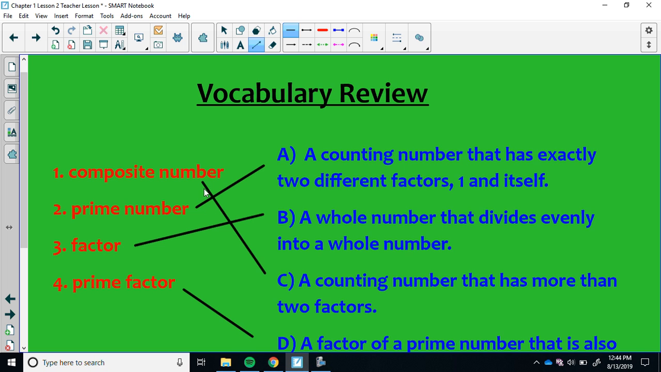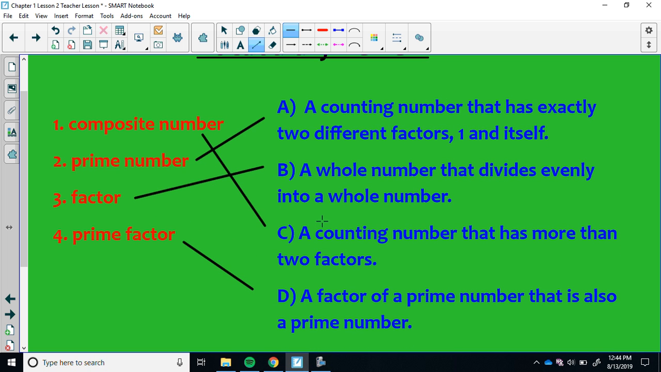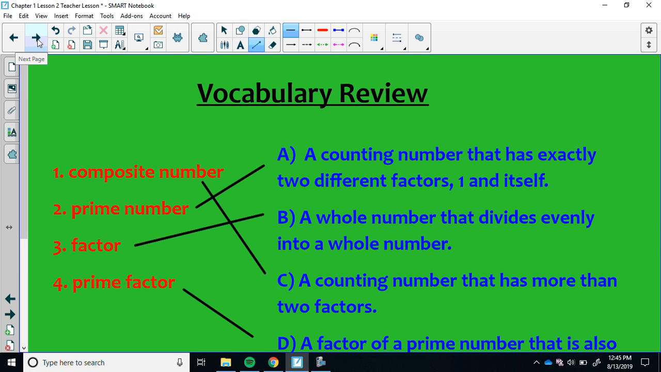A composite number is a counting number that has more than two factors. A prime number is a counting number that has exactly two factors, one and itself. A factor is a whole number that divides evenly into a whole number. And a prime factor is a factor of a number that is also a prime number. This might be a little bit confusing to you, but you'll see it when we start. But we need to know these in order to solve the problems in this next assignment.